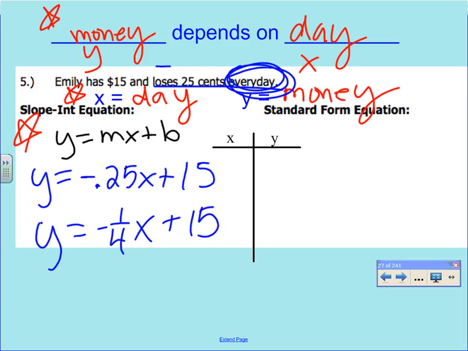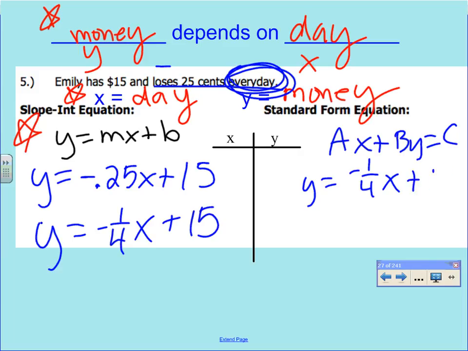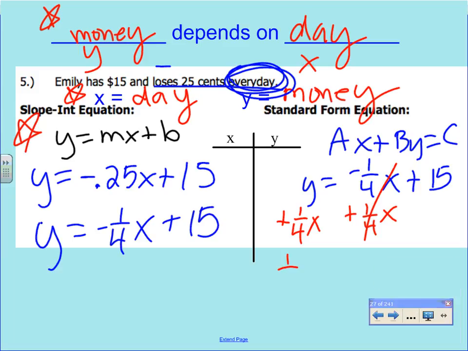Okay, one more thing I want to do with this is put this in standard form. So let's move this over to standard form. We have y equals negative 1/4 x plus 15. Katron, how do we get negative 1/4 x to the other side? What's the opposite of minus? Good, so add 1/4 x to both sides, get that to the other side. So we have 1/4 x, always write the x term first, plus y equals 15.